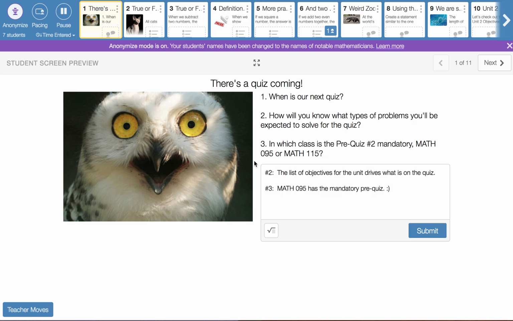Math group. Here's a hopefully quick screen recording for what's happening with this Desmos activity. This was in Unit 2. It's our second Desmos activity in class for Unit 2. I asked you some questions about the next quiz.